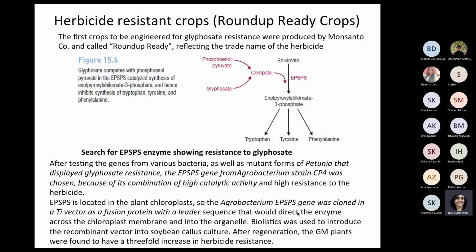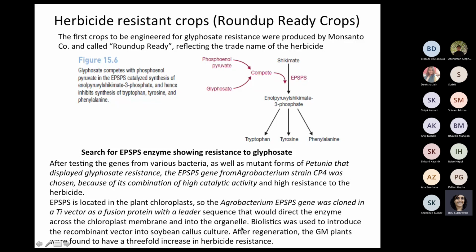So what they did was they cloned this gene and introduced it into the plant using, obviously, agrobacterium and the Ti vector. The only thing is that they made a fusion protein, in which on the N terminal end they added a leader sequence, which, when the protein is synthesized, will direct the enzyme across the chloroplast membrane and into the organelle.